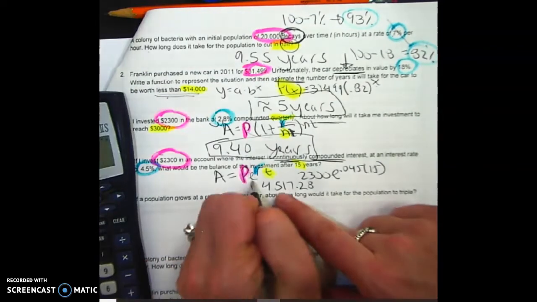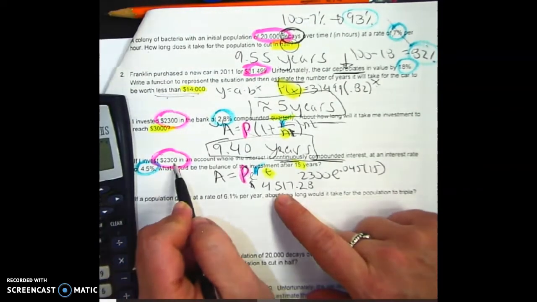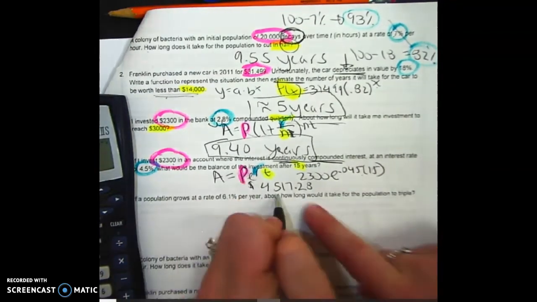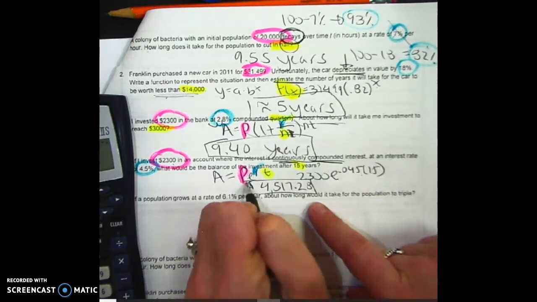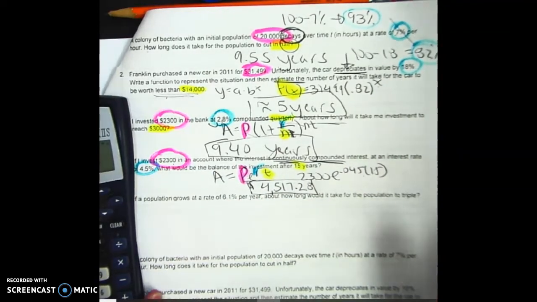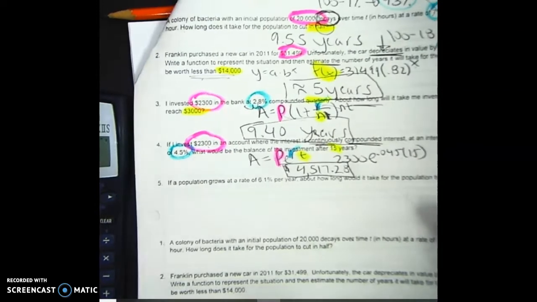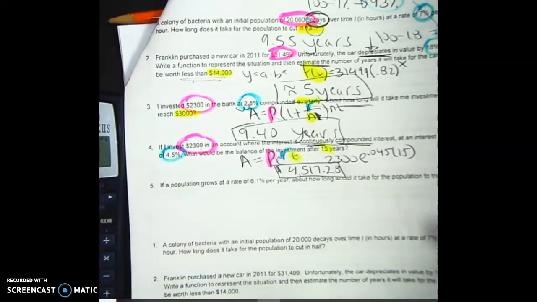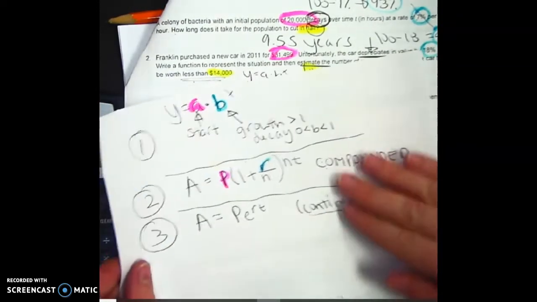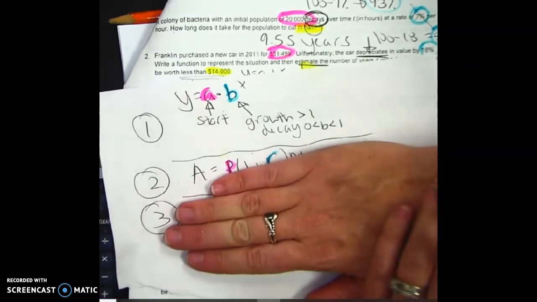Well, we're talking about money, honey. Started with 2,300 over 15 years, $4,517.28. Okay, last one. I don't see the word compounded. There's no word compounded, so it's going to be this one that I use.